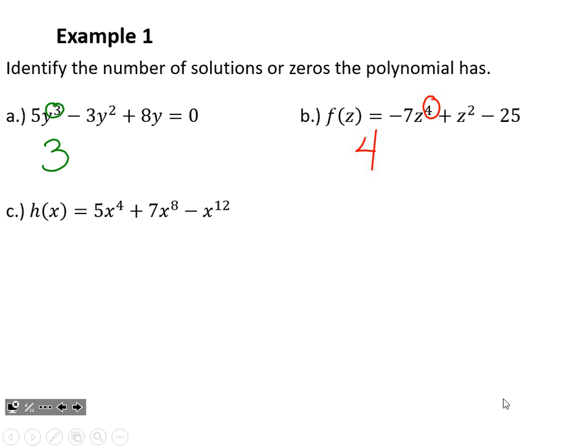And lastly, letter C, the function h of x, 5x to the fourth plus 7x to the 8th minus x to the 12th. Want to be on the lookout here. If we're in standard form, the highest power is out front, but this one was not given in standard form. The highest power I see is a 12th power. That has 12 zeros.